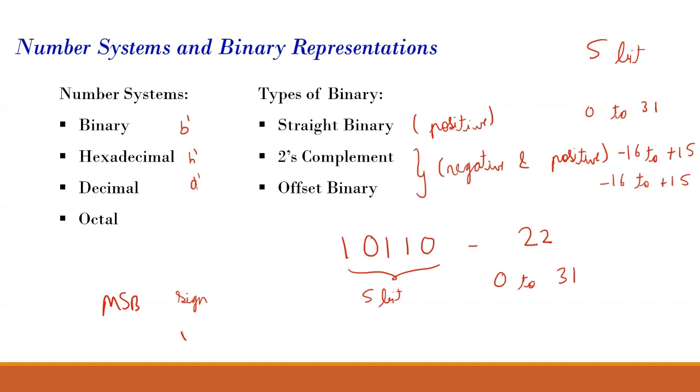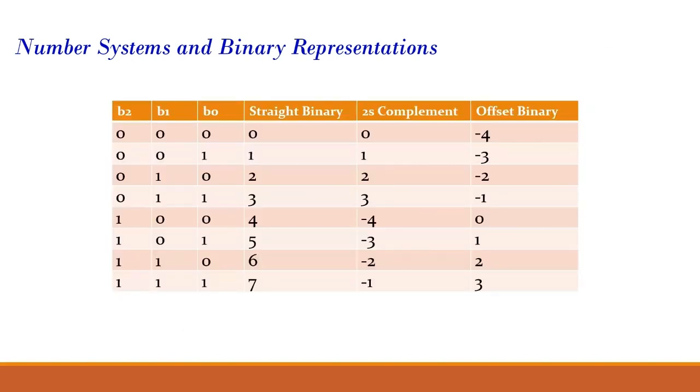Okay. So next is a table I made to help you guys understand. This is a table for 3-bit. Here B2 is my MSB and B0 is my LSB.